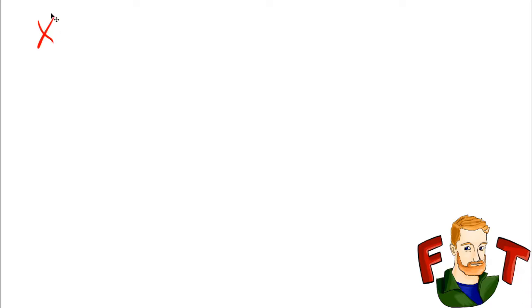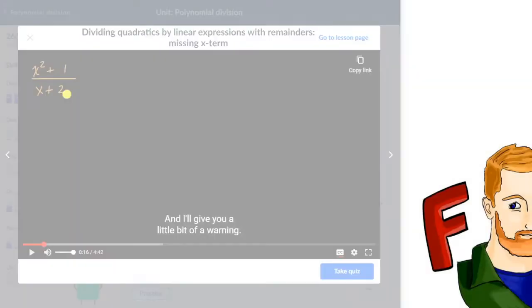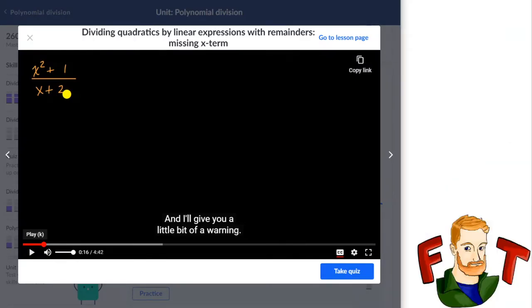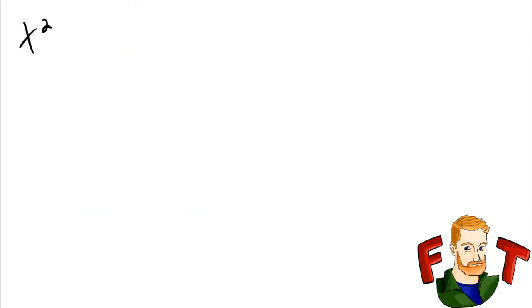Let's switch to black actually. So x squared, was it plus 1? So we have x squared plus 1 over x squared plus 2. Okay.